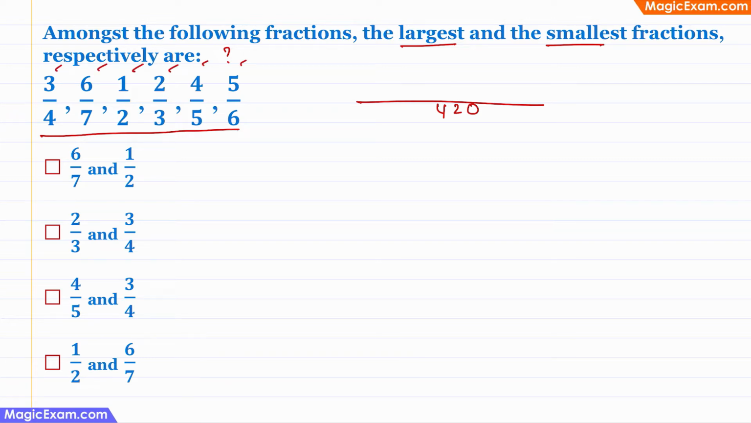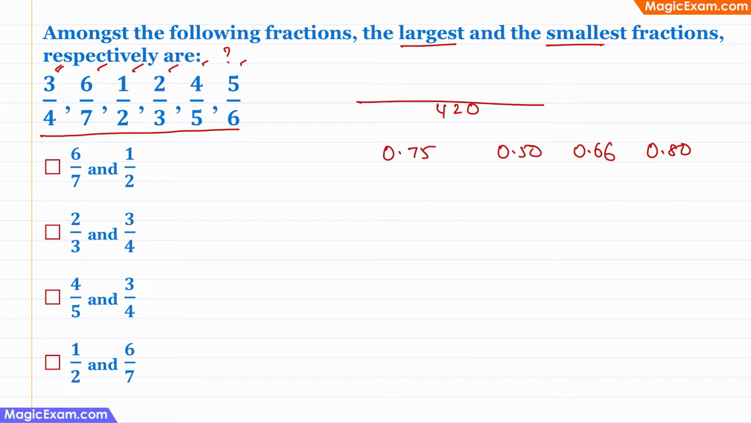we'll see that 3 by 4 will become 0.75, 1 by 2 will become 0.50, 2 by 3 will become 0.66, 4 by 5 will be 0.80. So we can convert these fractions into decimal points and do the comparison more easily. Or we can also use a commonsensical approach.